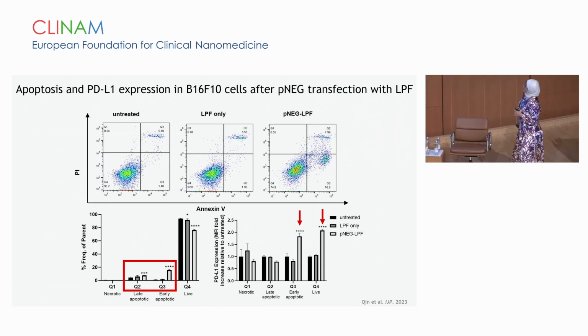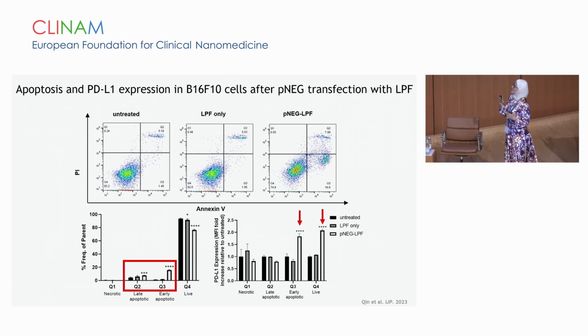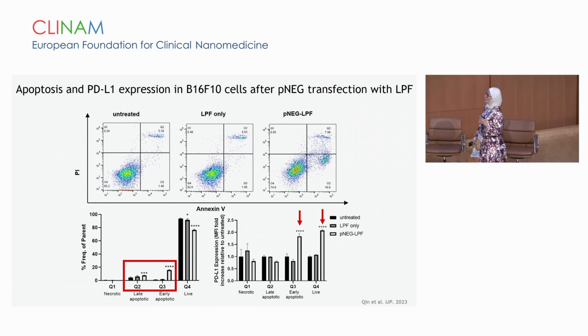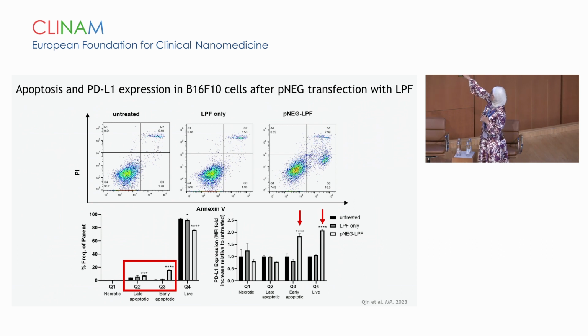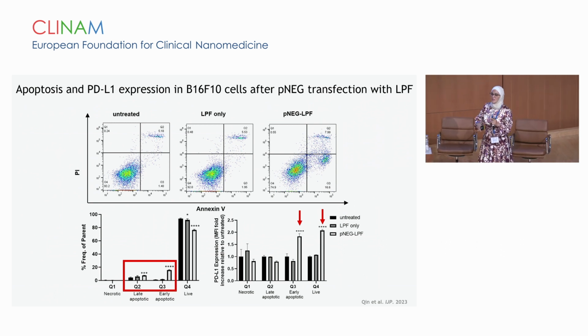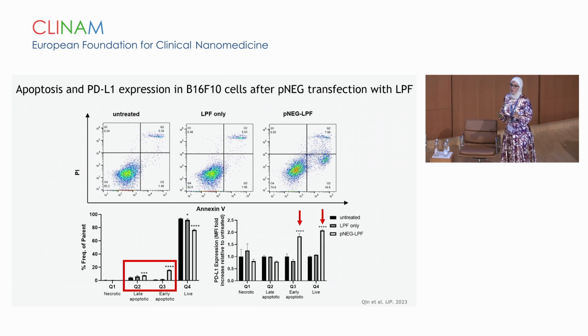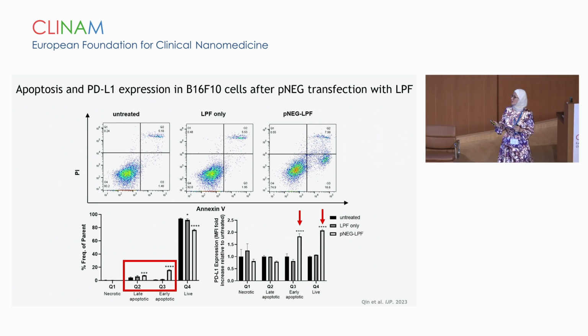The reviewer asked us whether this is related to apoptosis. So we really looked at the cell population. What you can see is that when you have the complex, you have a higher population of late and early apoptotic cells. And when you look at PD-L1 expression on these apoptotic populations, you find that when you have the complex, there's also higher PD-L1 expression on the live or the early apoptotic population. So there's some correlation between apoptosis and increased PD-L1 expression.